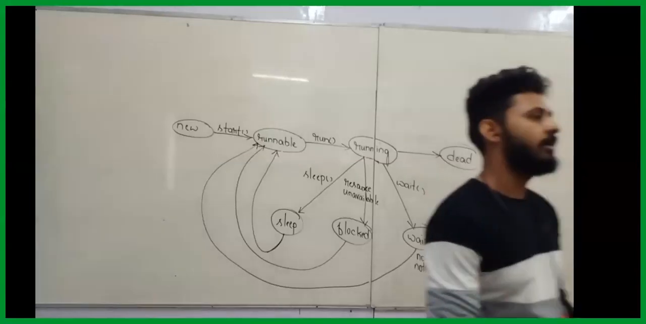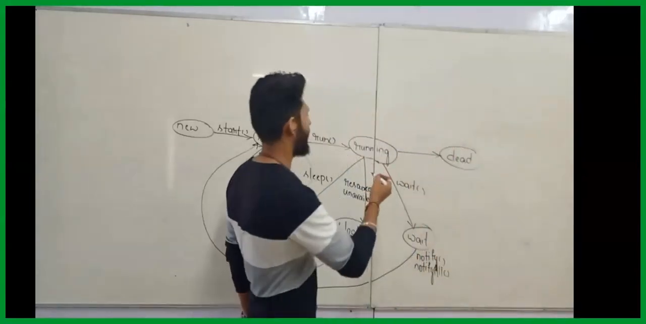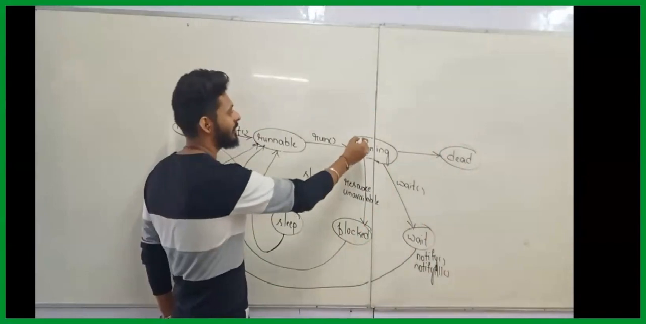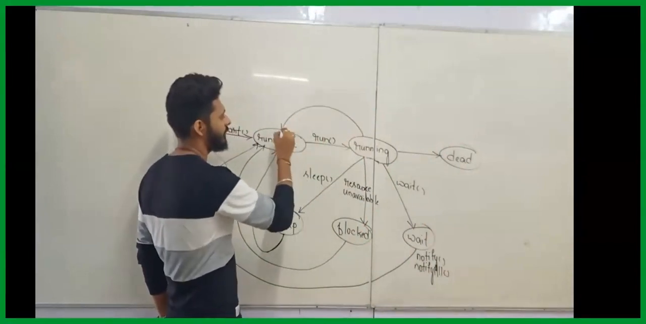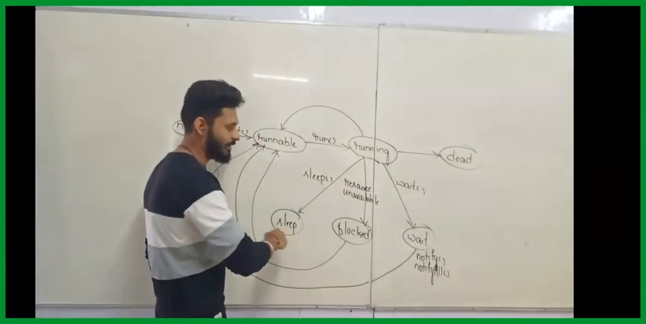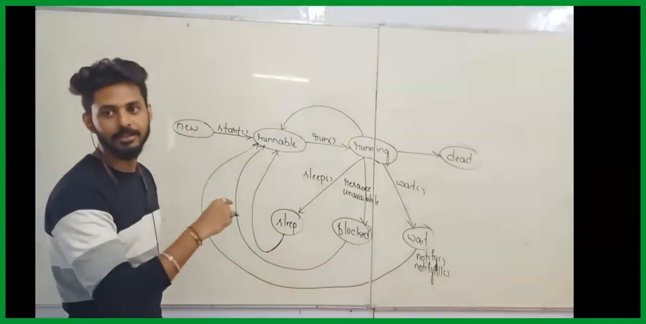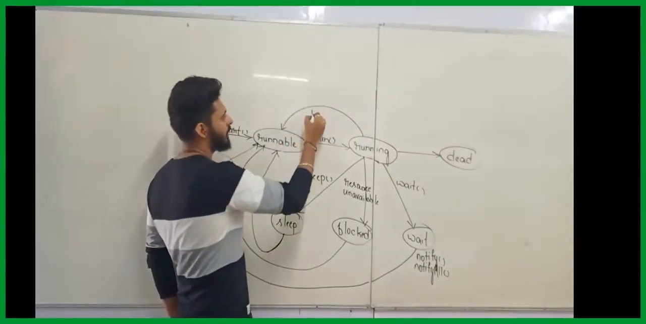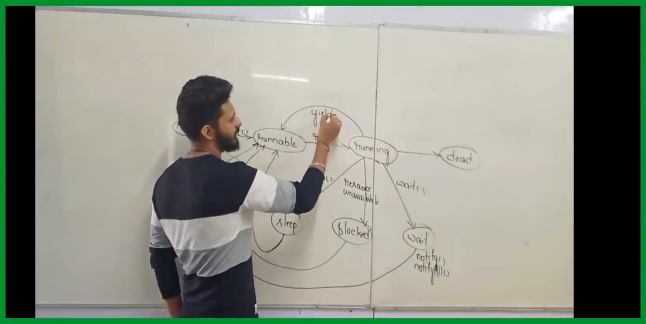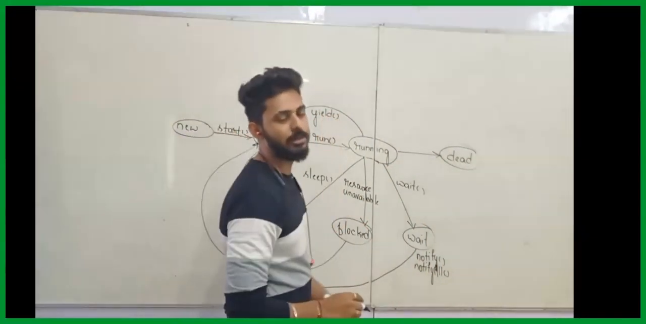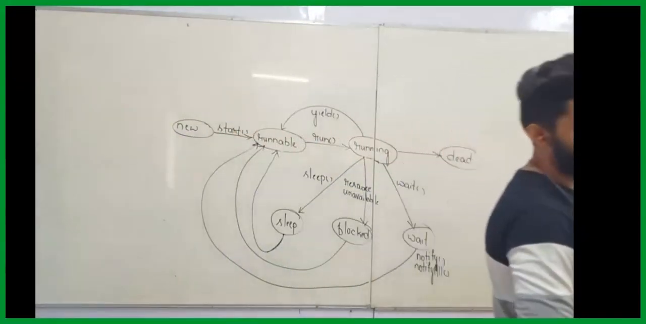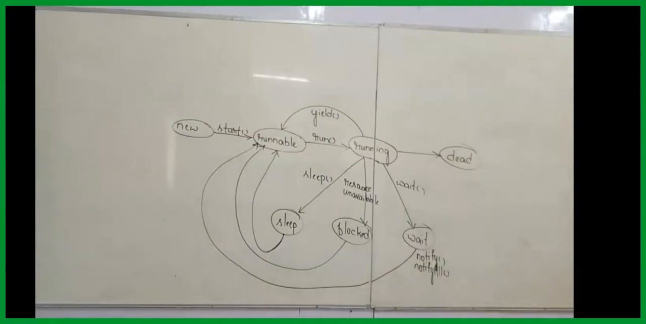Yes. How can we go? I'm asking directly, not from here and then here. Directly. We will not use this anyway, but you just have to know it. From running, can we go back to runnable? Yes, we can go by using the yield method.